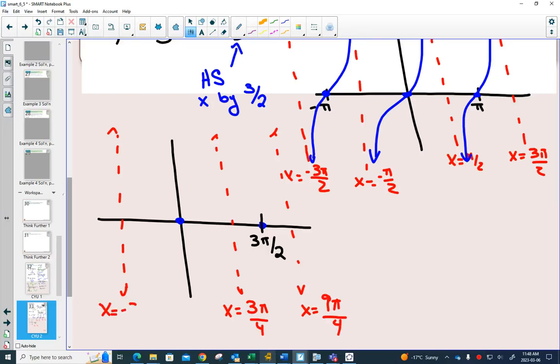Similarly, in the negative direction, negative 3 pi over 4. The shape of the graph stays the same. Just our asymptotes and our x-intercepts are going to change their values.